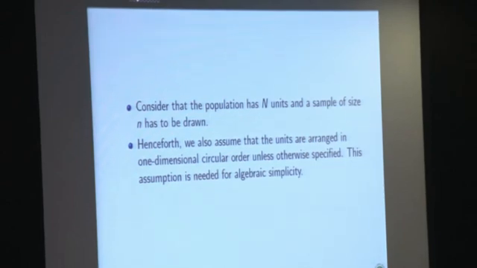So now for estimation, consider that the population has capital N units, and the sample size is small n. That number of units has to be drawn. Then for the development of the theory, we worked under a particular assumption: that the units are arranged in a circular ordering in one dimension. This assumption is needed for algebraic simplicity, but it can be extended to other scenarios, like two dimensions or general scenarios. But in this study particularly, we worked under this assumption.